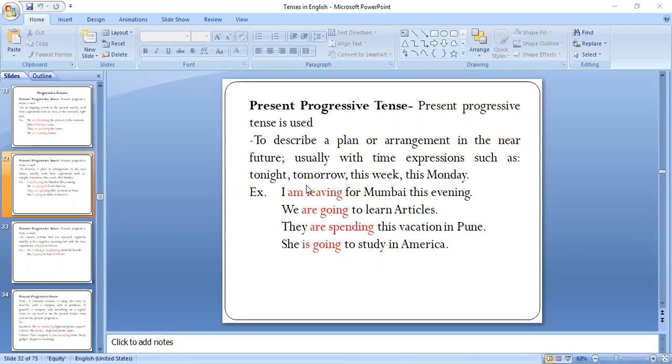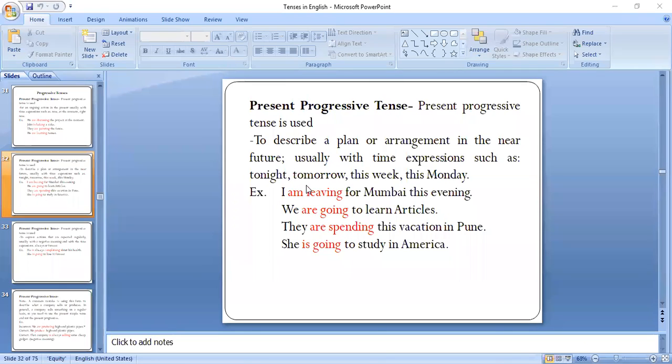They are spending this vacation in Pune. Whichever vacation it is, may it be summer vacation or winter vacation, they are spending this vacation in Pune. ते ही सुट्टी कुठं व्यतीत करणार आहेत, तर पुण्यामध्ये. Okay, they are spending.